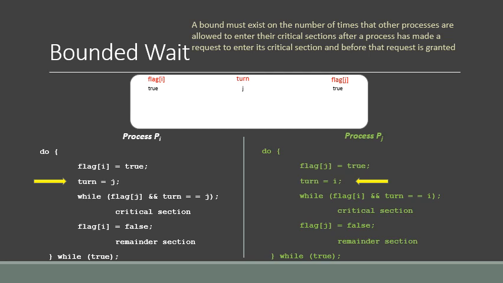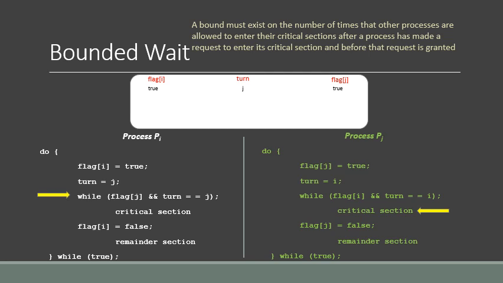Suppose process Pj has first executed the turn statement. So it would change the turn to the value i. After this, process Pi will execute this assignment statement. So it would change the turn to j. The previous value i will be replaced by this new value j, as you can see here. Now process Pi will check its while condition and process Pj will also check its while condition concurrently.